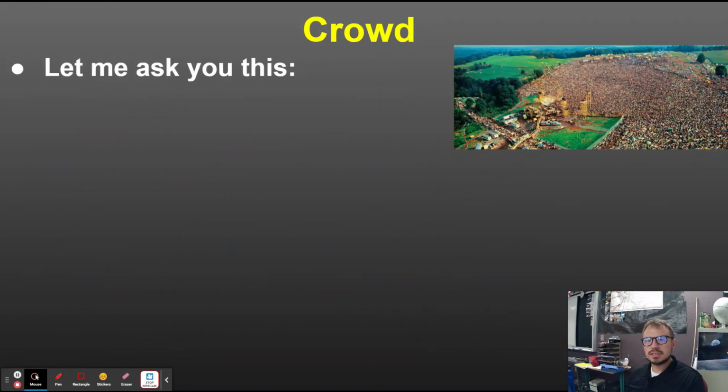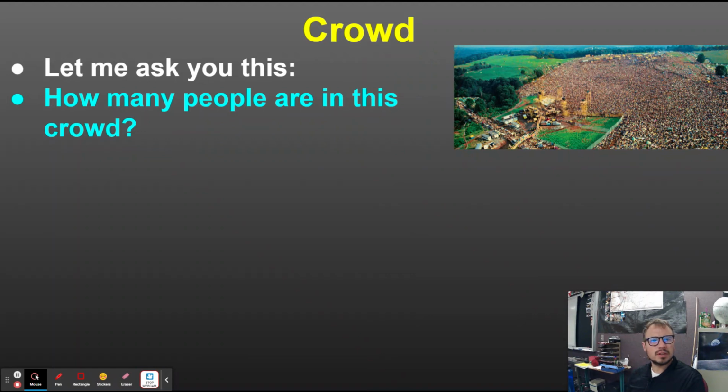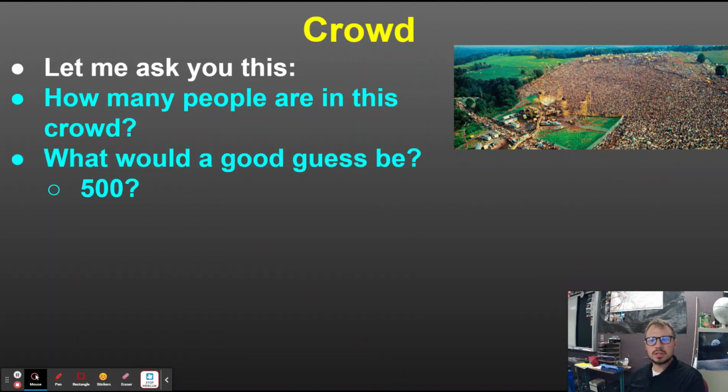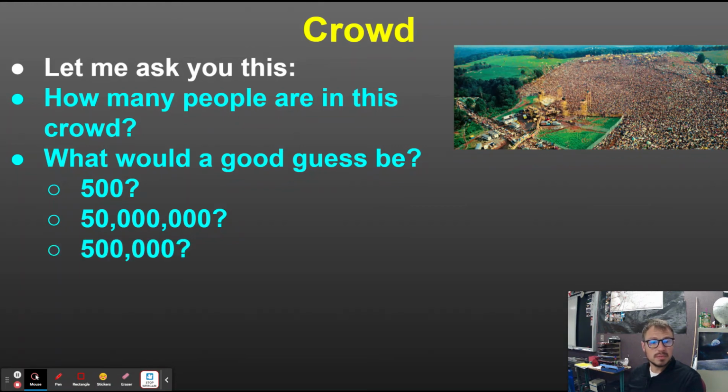Here's a last example. How many people do you think are in this crowd? What would a good guess be? Like 500? Probably say there's more than 500. Maybe 50 million. We probably look at that and say that it's not quite 50 million people, maybe 500,000. Yeah, that might be a good guess.